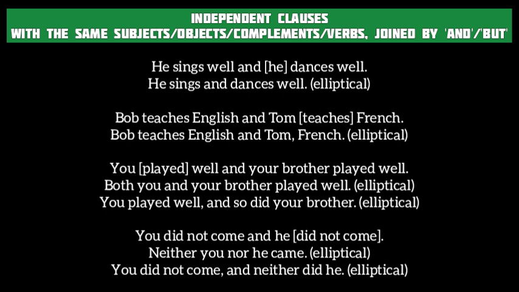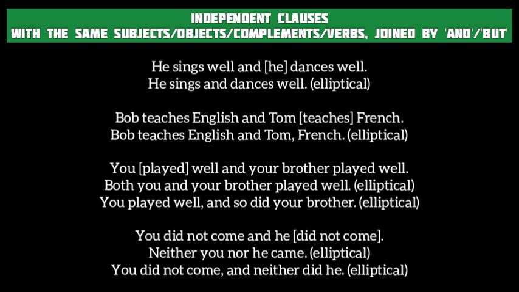In the first example, the two independent or coordinate clauses, "he sings well" and "he dances well," have the same subject pronoun "he." So we may leave out the same subject pronoun "he" from the second coordinate clause without changing the meaning. "He sings and dances well" is the elliptical construction.